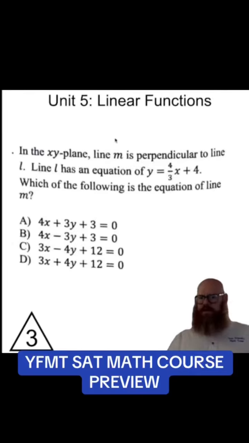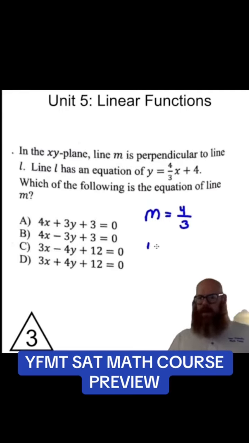How to extract the slope from here. So hopefully we know that. That's pretty straightforward. That is just 4/3 because it is in slope-intercept form. Slope-intercept form is y equals mx plus b, so the m value is just clearly 4/3.